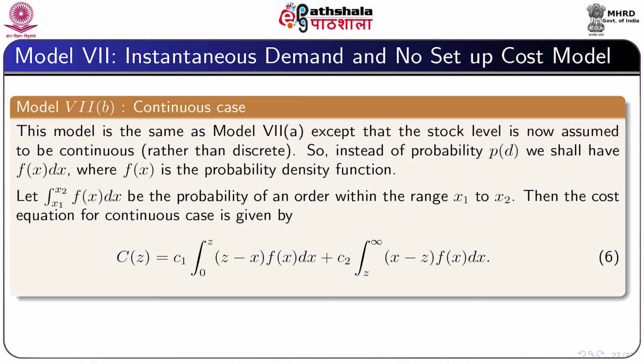Let us suppose that the integral x1 to x2 f(x) dx is the probability of an order within the range x1 to x2. Then the cost equation for the continuous case is given by C(z) equal to C1 integral 0 to z (z minus x) f(x) dx plus C2 integral z to infinity (x minus z) f(x) dx.